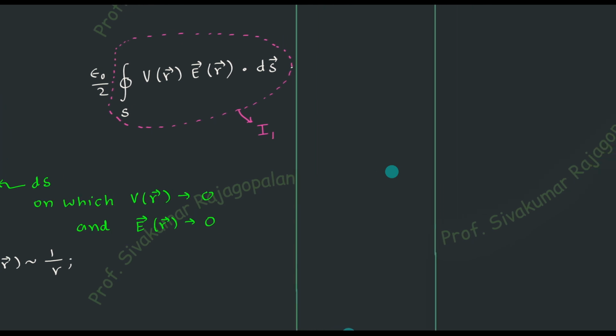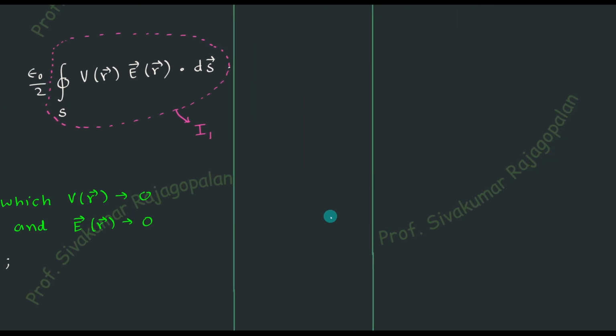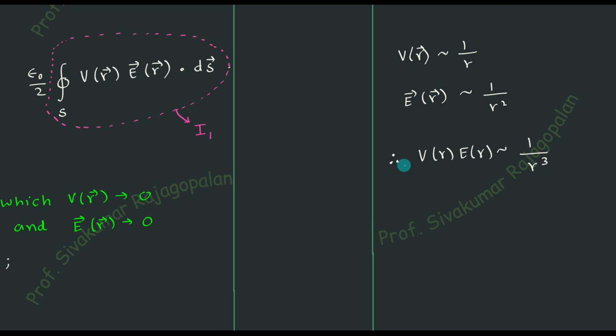So the electric potential and electric field, how do they vary with respect to R? V goes as 1 over R, the electric field goes as 1 over R square, isn't it? And therefore the product, what will happen to the product? V of R into E of R goes as 1 over R cube. So that's fine. And what about the surface area of the sphere? The surface area of the sphere, dS, will be 4 pi r square. So dS will be increasing with r square.